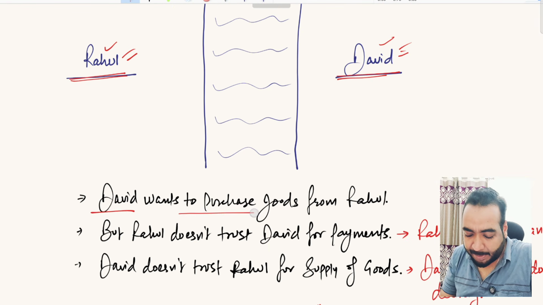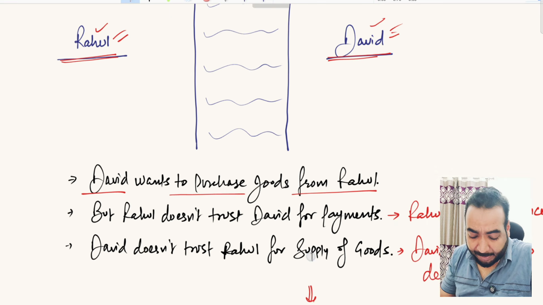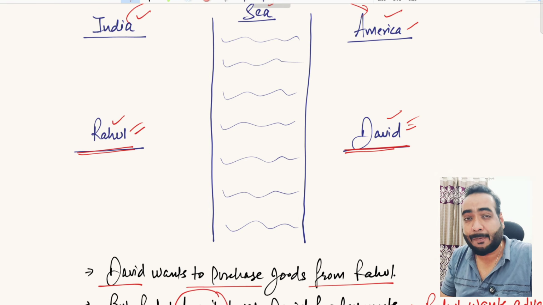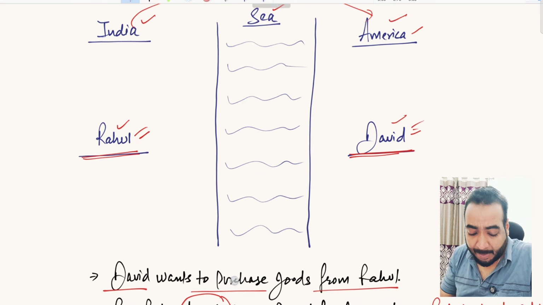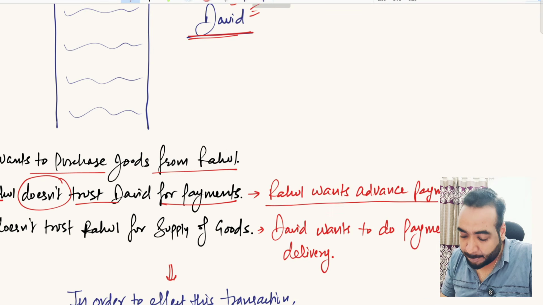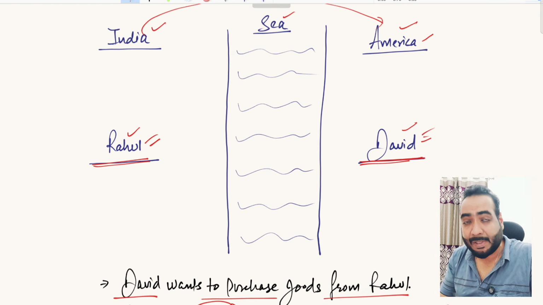David in America wants to purchase goods from Rahul. But Rahul doesn't trust David for payments. Rahul has a doubt that if I manufacture the goods as per the requirement of David and send the goods to David, David may refuse the delivery of the goods. He may not even take the delivery of the goods, or after taking the delivery, David may refuse the payment for the goods altogether. All of this will result in heavy losses to Rahul. So Rahul wants advance payment from David, so that he can process the order accordingly.